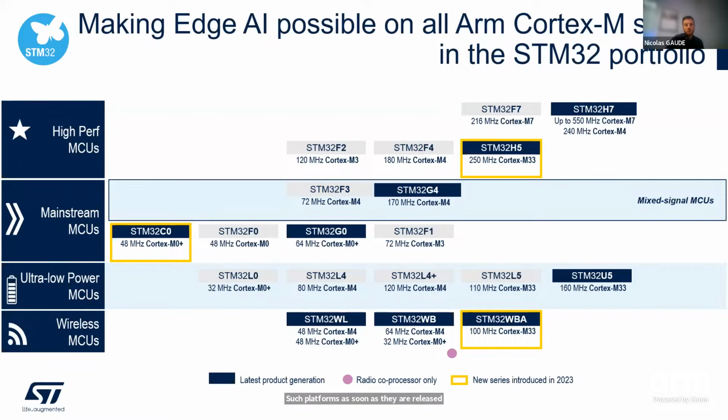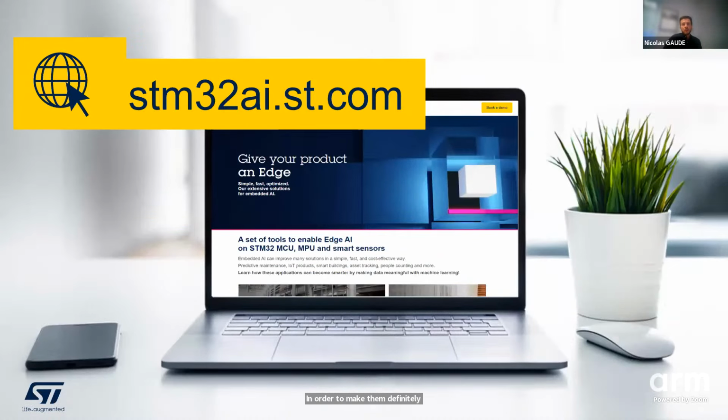One last word before passing the microphone to my colleague Shanawaz. STM32 Cube.AI covers the entire STM32 series of Arm Cortex-M based cores, meaning from Arm Cortex-M0 and M0 Plus up to Arm Cortex-M7. This is not only available for future developments, but also for devices already in production in order to make them definitely smarter and to give them a new life. So that's it for my part.